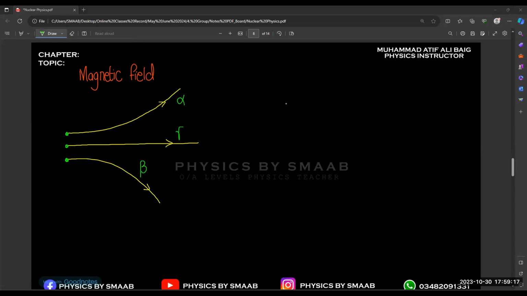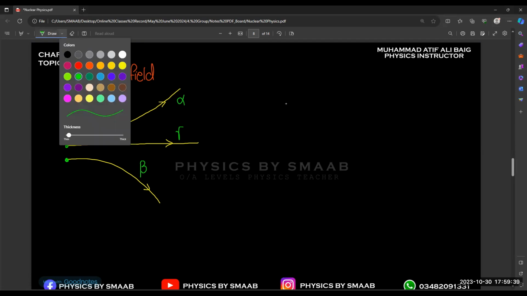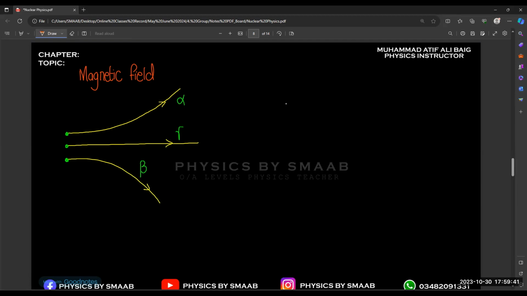Basically, you know that alpha particles are heavy, right? So it takes time to deflect an alpha particle. But beta particles are fast moving electrons, so the mass of the electrons is less as compared to alpha particles. That's why the deflection angle of beta is greater. And if we consider gamma, gamma has no charge on it, so definitely it will move without any deflection.